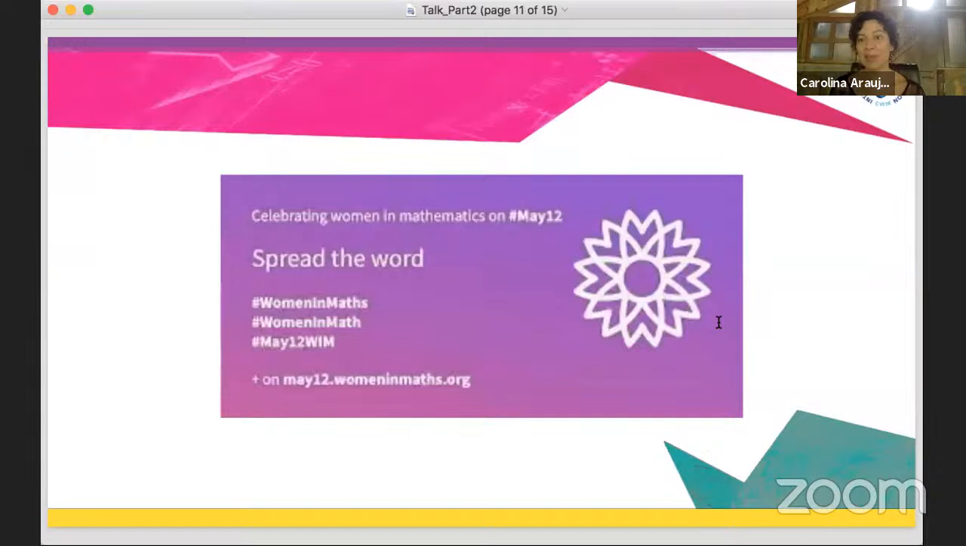and now it is an international initiative that is organized by many international organizations for women in mathematics, including the Indian Women in Mathematics organization. So we are very happy to work together on the May 12 initiative. So May 12 is coming soon. So I encourage you to celebrate it.